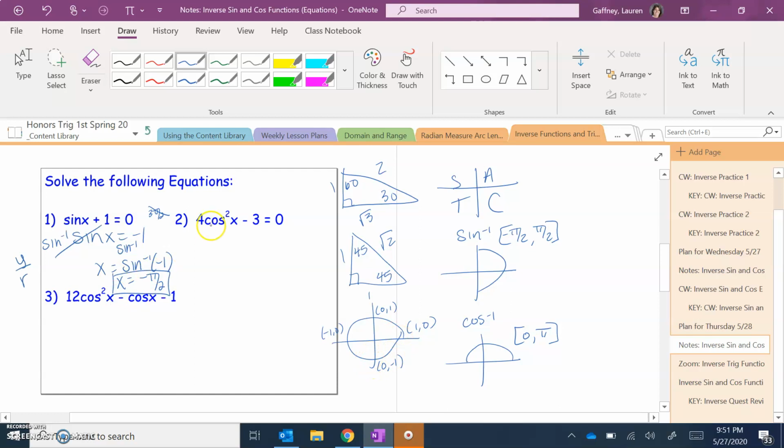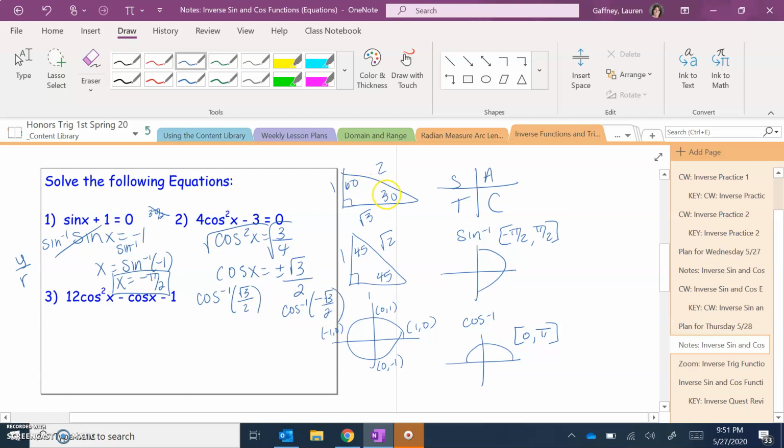Okay, let's take a look at this one. I'm going to add the 3, divide by 4. Now, let's square root both sides. When you introduce a square root here, you need the plus or minus, and it'd be root 3 over, well, the square root of 4 is just 2. So we actually have two different answers here. We want the positive root 3 over 2, so cosine inverse of the positive root 3 over 2, and cosine inverse of the negative root 3 over 2.